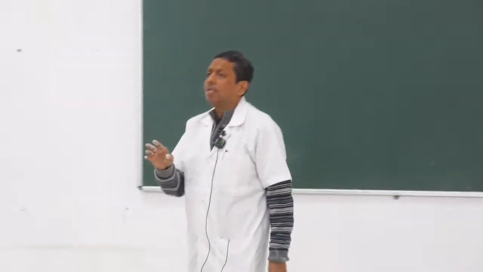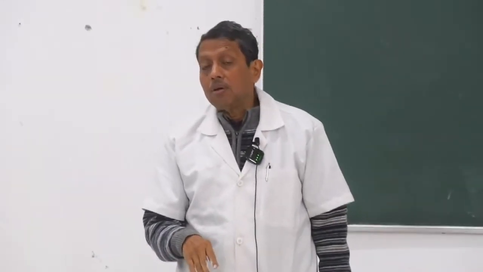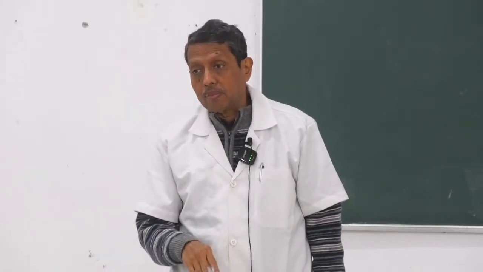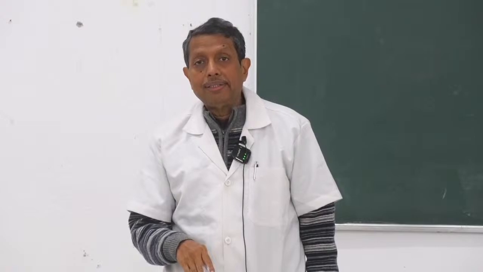Within the nervous system, there are not only neurons, but there are supporting cells. That is called glial cells, neuroglia.